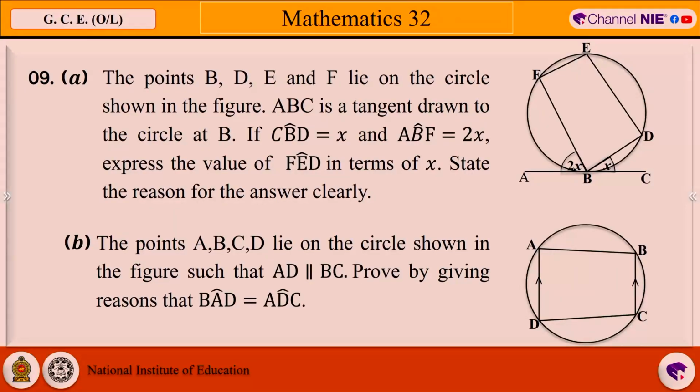Right, in part B, the points A, B, C, D lie on the circle shown in the figure such that AD is parallel to BC. Prove by giving reasons that BAD equals ADC. Right, first we will solve part A.